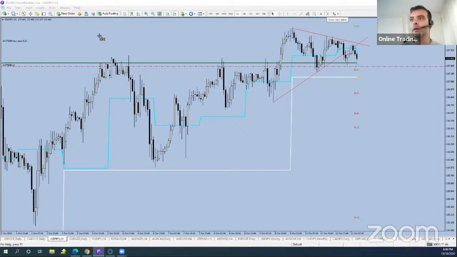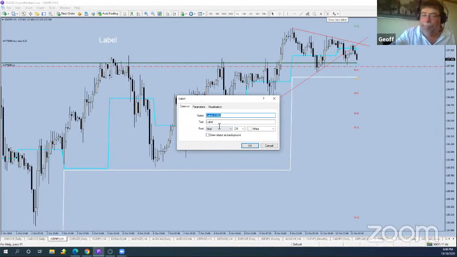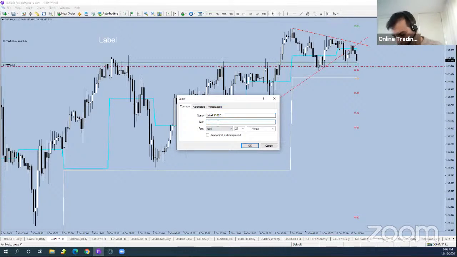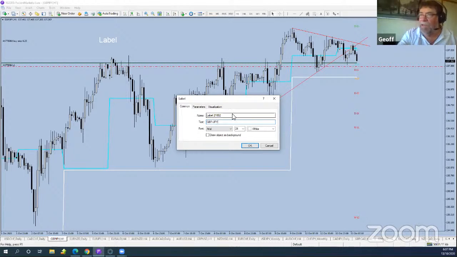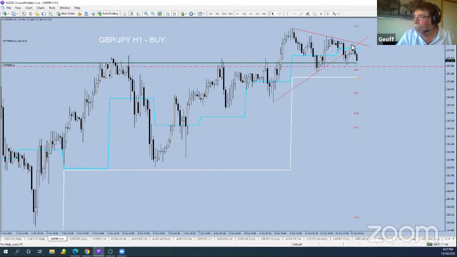Okay, what else we got then, mate? We've got pound yen. This is on an hourly chart, I think. Yes, H1. It's a buy. Entry level is, that won't tell me what. Come on.